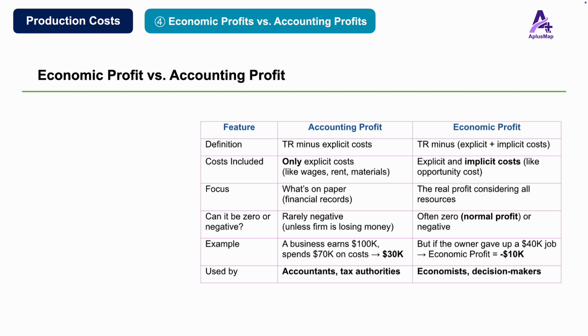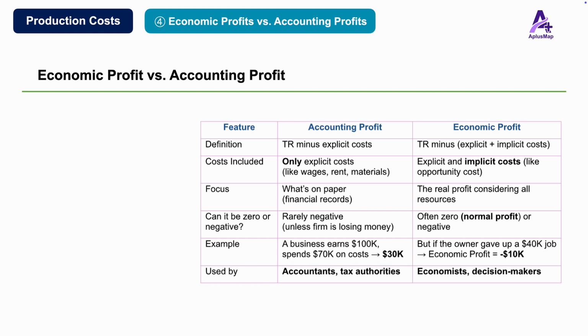The implicit costs. Okay, what are those? These are the opportunity costs. It's the value of the resources the owner uses in the business, measured by what those resources could have earned in their next best alternative use. Like the salary the owner could be earning elsewhere. Exactly. That's a big one.